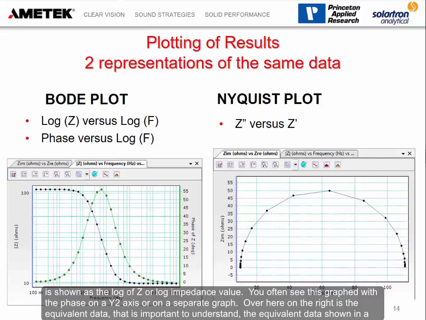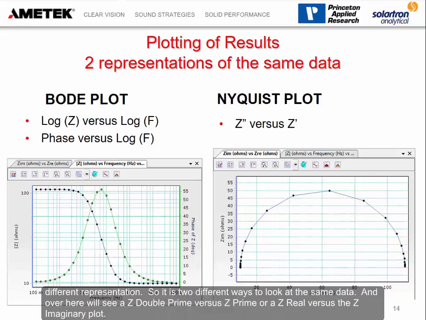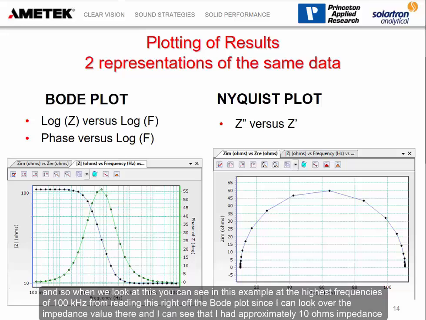Over here on the right is the equivalent data, and that's important to understand. It's the equivalent data shown in a different representation. So it's two different ways to look at the same data. And over here we'll see a Z double prime versus Z prime, or a Z imaginary versus Z real plot.